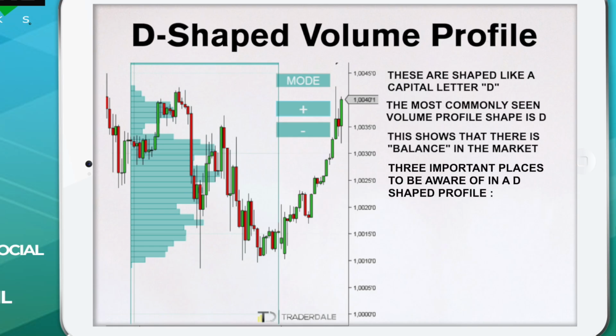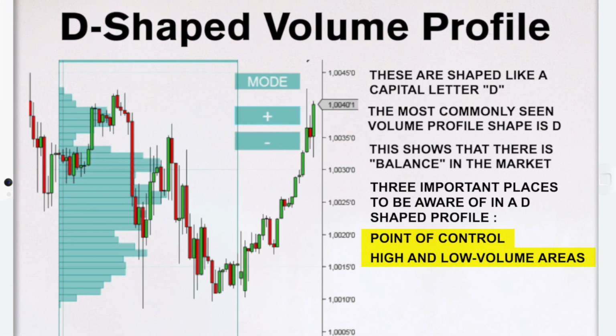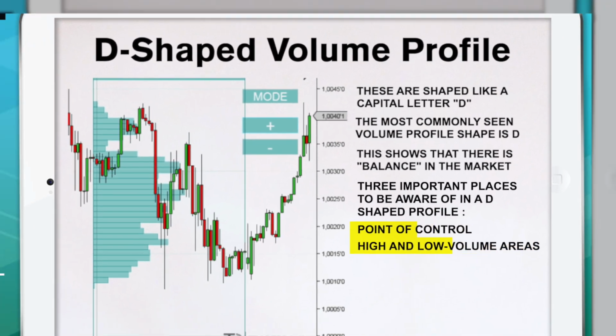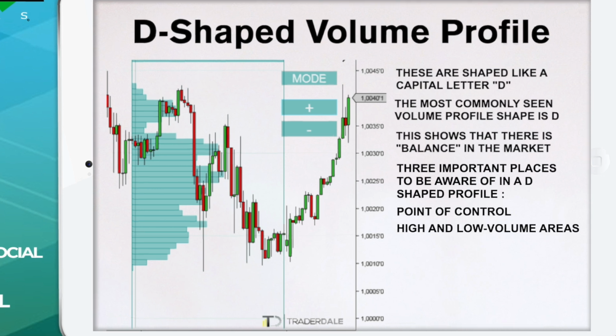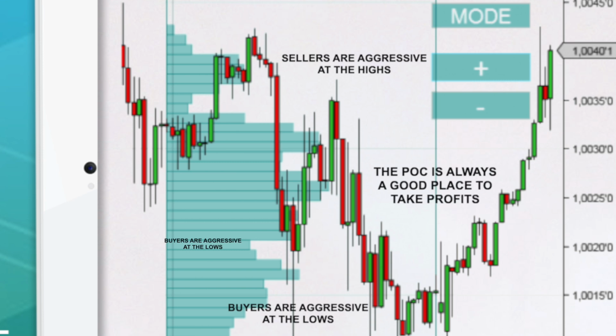Three important places to be aware of when you see the D-shaped profile are the POC and the high and the low volume levels. When you see volume clusters around the high and low volume profile, then you could also use those as support and resistance zones. Traders are aggressive here. Sellers are aggressive at the highs, and buyers are aggressive at the lows. And remember, the POC is always a good place to take profits in either situation.